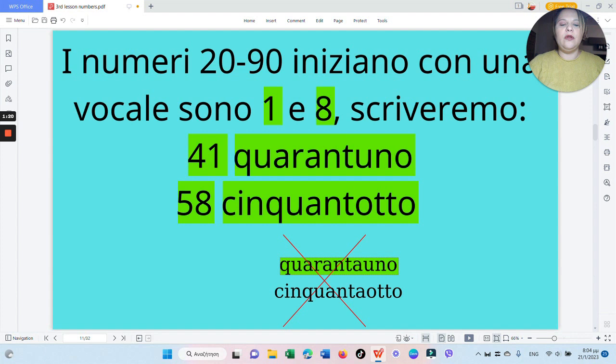Here I write you the wrong way to write them down. 41 is wrong and 58 is wrong. I repeat, from 20 to 90, if I want to add 1 or 8, I eliminate the last vowel.